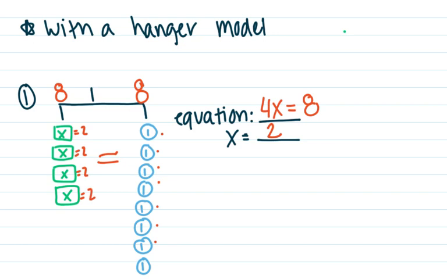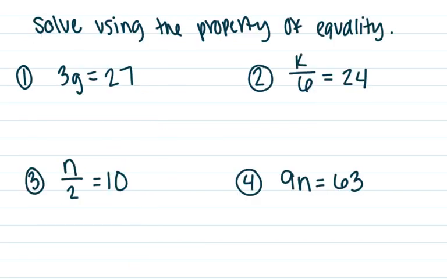But what if we can't draw a model, or what if that's not what we have to do? Well, there is a way to solve these. Again, just like with addition and subtraction equations, we want to do the opposite operation to solve these. We want to use the inverse operation in order to solve these equations. So if I am multiplying in my equation like I am here on number 1, what I would like to do to solve this is to divide. So I am going to divide by 3 on both sides.